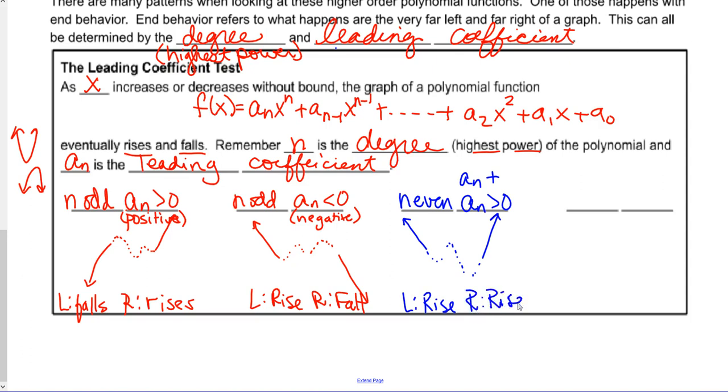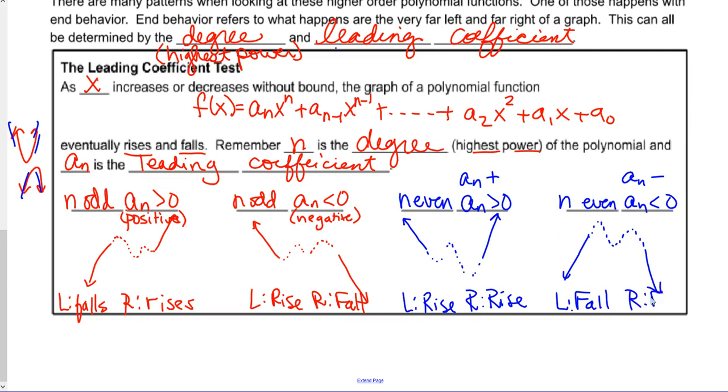Okay? And our last one is if n is even and a sub n is less than 0. So here a sub n is negative. That leading coefficient is negative. What's going to happen is we're again going to reflect that, just like what happens with our x squared. It rises and rises; now it falls and falls. So starting here, it's going to fall to the left, going down. Then it would end up doing some kind of different behavior, and then we're going to end up falling to the right as well. So on the left we're going to fall, and on the right we are going to fall.